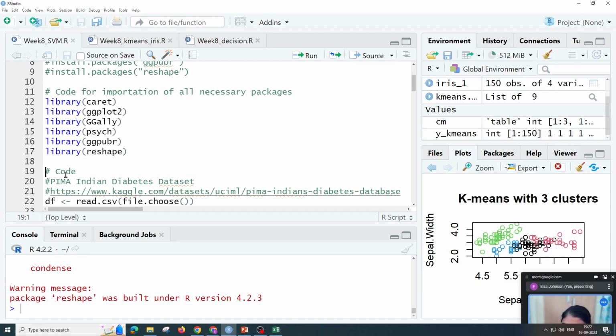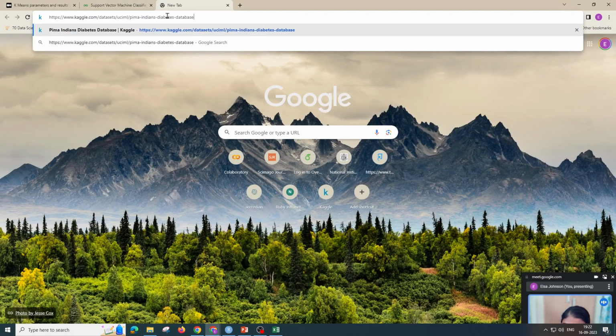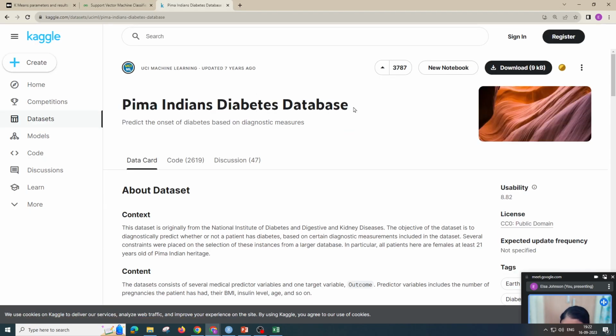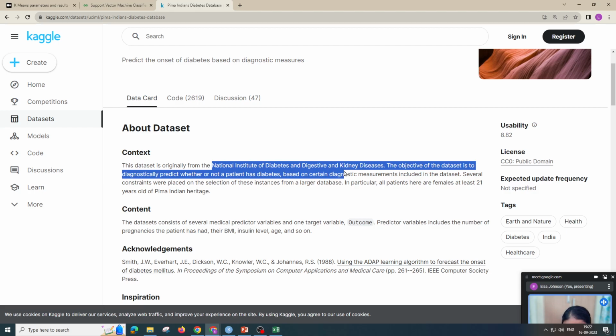Different versions are coming. Okay, so for this particular data I'll be using this diabetes data set. This data set is given by the UCI machine learning repository, and there are many methods by which you can get it. It's originally from the UCI machine learning repository, but right now you can go to Kaggle also. In Kaggle you can see this database, and this data set is originally from the National Institute of Diabetes and Digestive and Kidney Diseases.